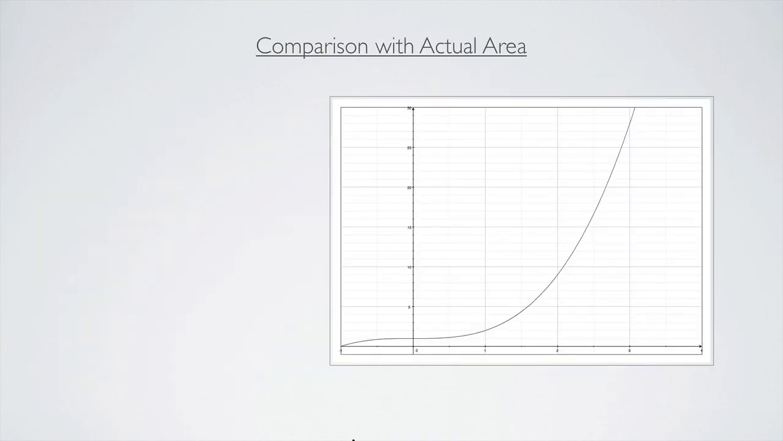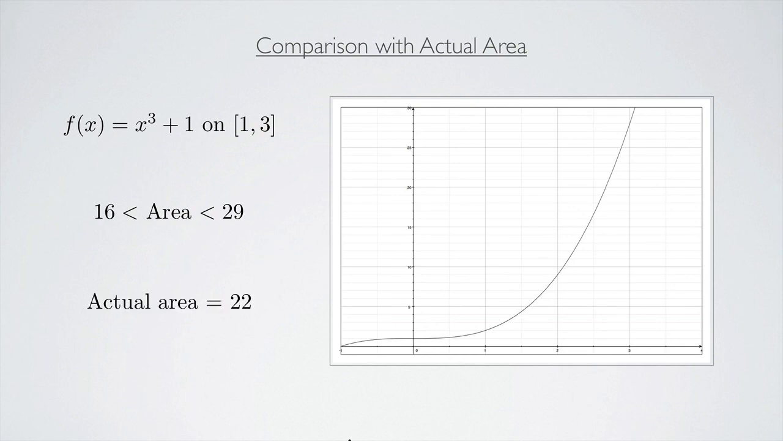So how does our estimate compare with the actual area? Well, we wanted to find the area underneath the function x cubed plus 1 on the interval 1 to 3. And we found that the area was somewhere between 16 and 29. Those were the two estimates that we came up with. The actual area is 22. So that makes sense. It's in between 16 and 29, and it's pretty close to being halfway in between. It's a little closer to 16, but it definitely is in between our two estimates.